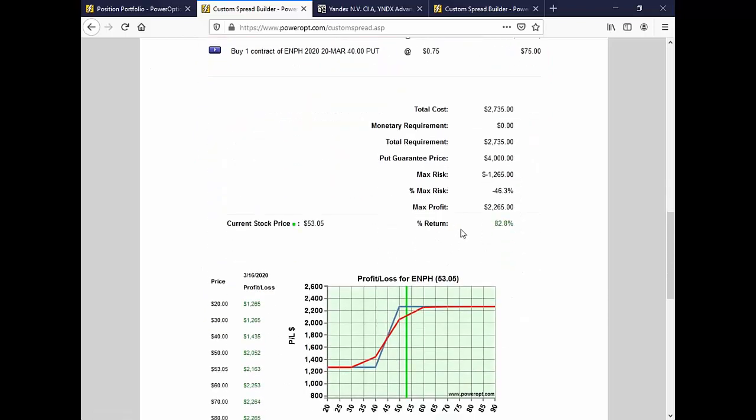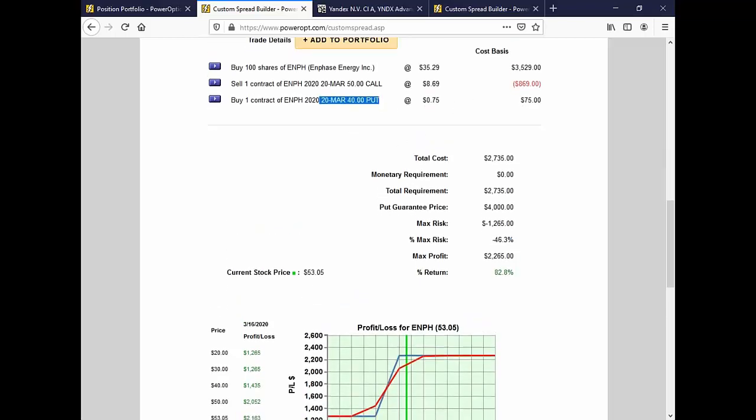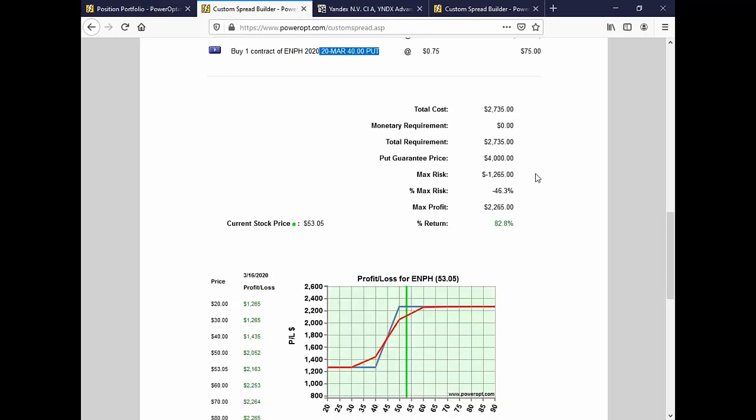Wow. A no-risk collar for the small price, 75 cents at midpoint, buying the 20th of March 40 put, you create a no-risk bulletproof collar with a guaranteed return of 46.3% and still a max return if assigned at 50 of 82.8%. How can you lose? You can't. You're in a bulletproof position by converting it to a collar. So, Ben, I did mention that, but thank you for bringing it up.